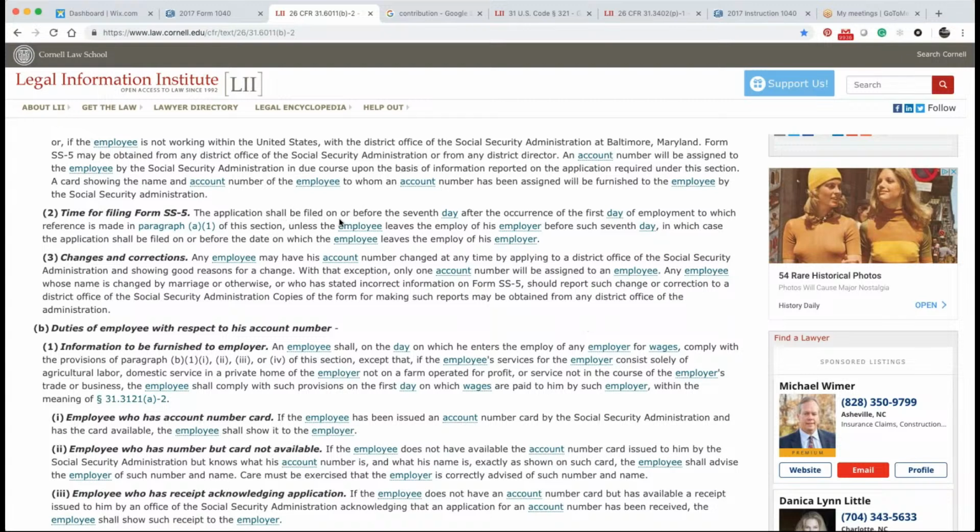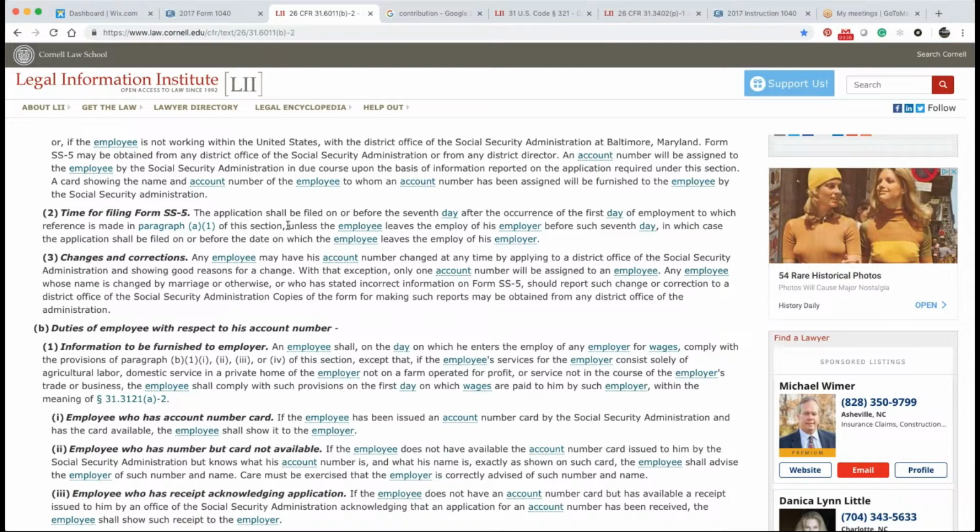Time for filing Form SS5. The application shall be filed on or before the 7th day after the occurrence of the first day of employment. It's telling you when to fill out an SS5 form. But yet, SS5 forms are filled out for children, babies. Okay.